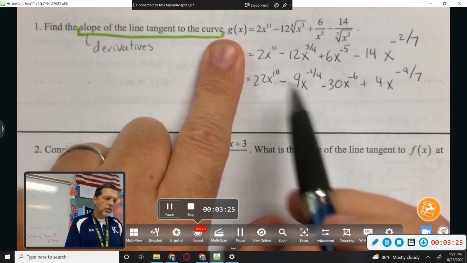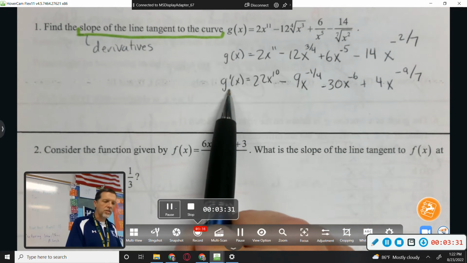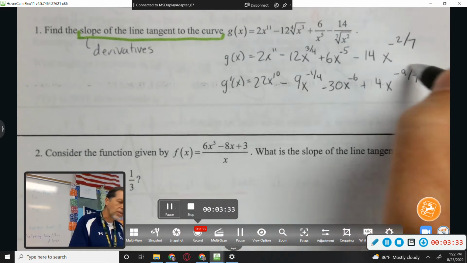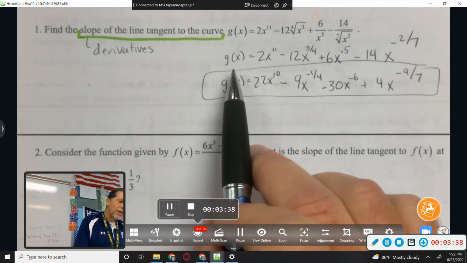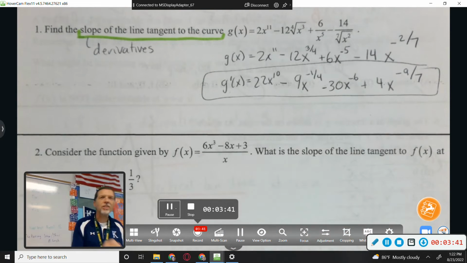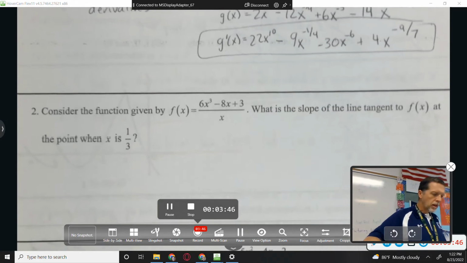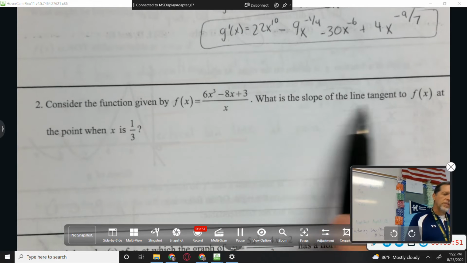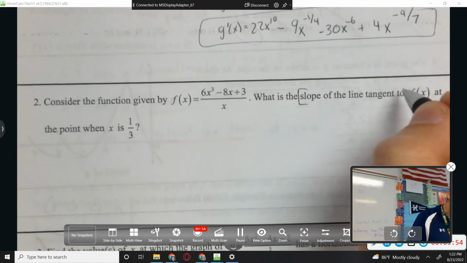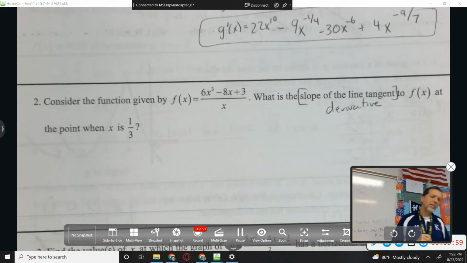So those are good answers, but make sure you tell me when you've switched from g to g prime, because that's the whole point of the problem: what's the derivative equal to. So good work on that. By the way, the algebra step was harder than the calculus step, at least based on the popsicle sticks we pulled. Number 2, consider the function given by this thing. What is the slope of the line tangent? What is the derivative of f of x when x is 1/3?